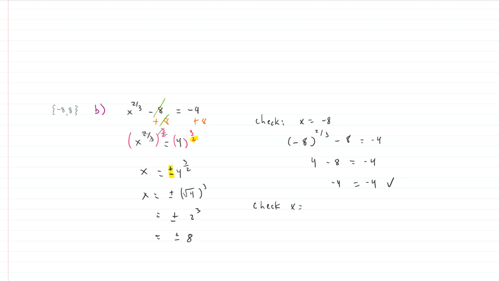Let's check the second one. So we check x equals positive 8. So we have 8 raised to the 2/3 minus 8 equals negative 4. 8 to the 2/3, if we take the cube root first, the denominator first, the cube root of 8 is 2, and 2 squared is 4. Minus 8 equals negative 4. 4 minus 8 is negative 4. Negative 4 does equal negative 4. That one works as well. So both of those are answers. So x equals plus or minus 8. Those are both valid solutions to this problem.